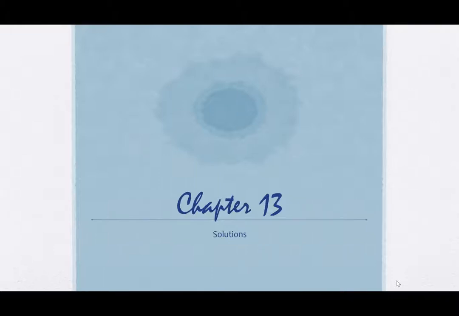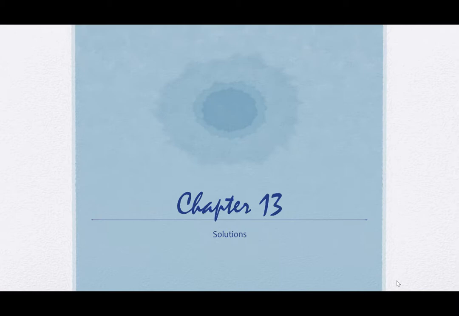Hey guys, welcome back to chapter 13. We're going to continue our discussion on colligative properties. And today we're actually going to knock out two, but they're very closely related. So we're going to talk about freezing point depression and boiling point elevation.